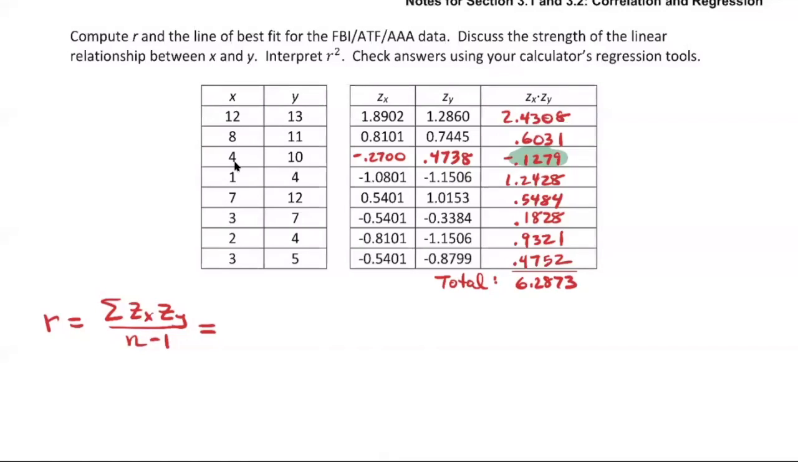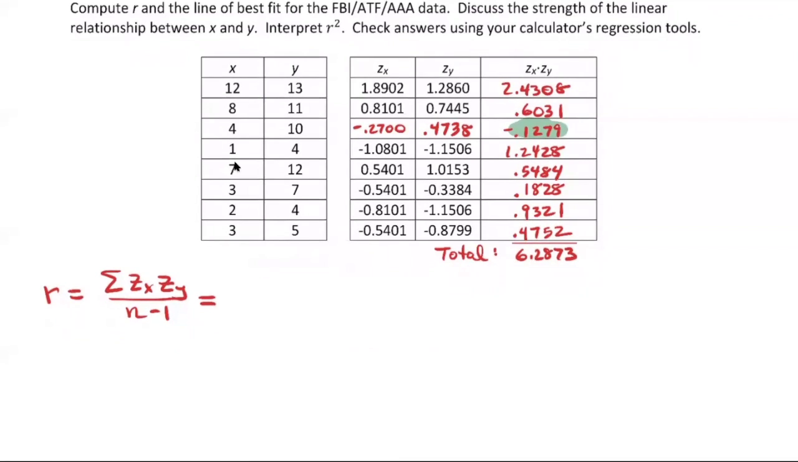Okay. So again, the R value is the sum of Zx times Zy, which we just did. It's the 6.2873 over n minus 1. N is the number of points. I think there's 8 points here, so it'll be 8 minus 1. So you just divide by 7. So I get, nope. 6.2873 divided by 7. 0.8982, I think.